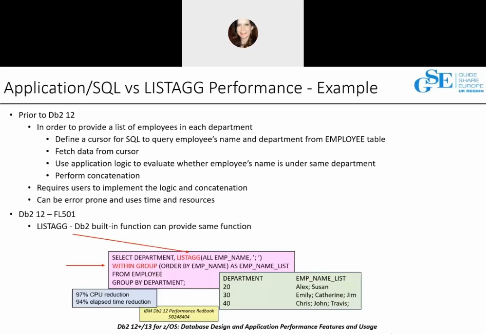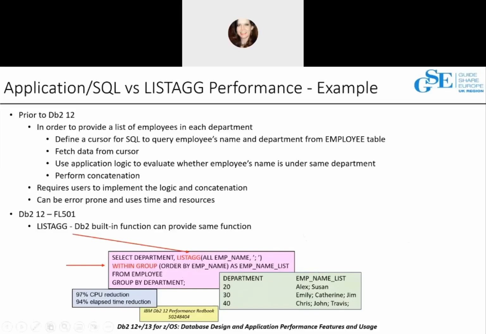But with LISTAGG, as you can see, we can use this function and say I want all my employees, and I want to list the employees horizontally, if you will, with the semicolon concatenation, and I want them by department. As you can see, we're grouping it by department, so all the employees in Department 20 are then going to be listed out in the employee name list that we've built.